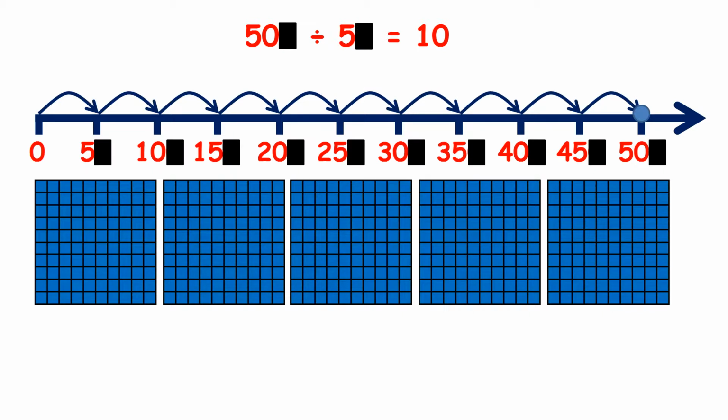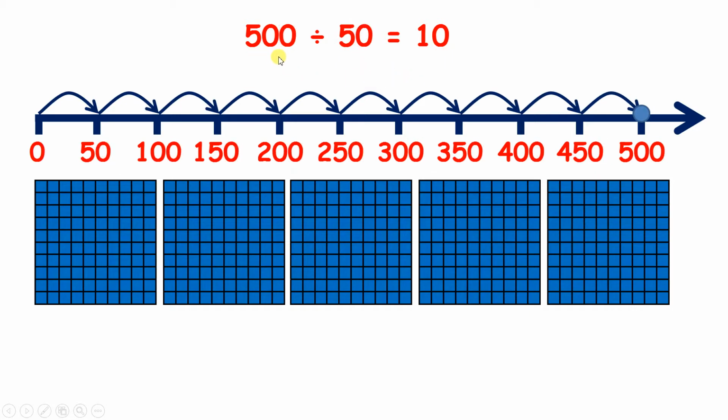And if you know your division facts for the 5 times table, you can easily work out your division facts for the 50 times table, because 50 is 5 tens. So here, 500 is the same as 50 tens. 50 is the same as 5 tens. So if we know that 50 divided by 5 is 10, we also know that 50 tens divided by 5 tens is 10. So 500 divided by 50 is 10.